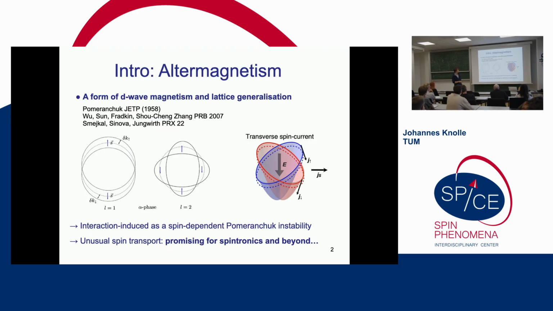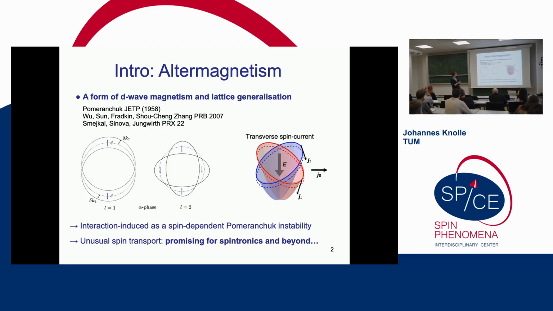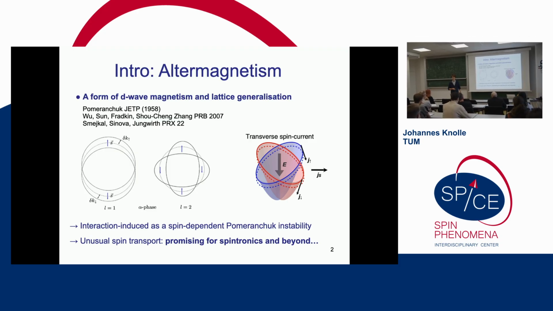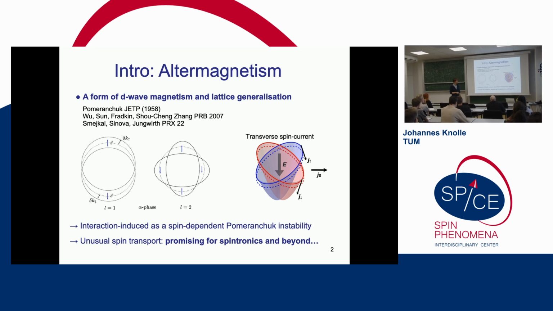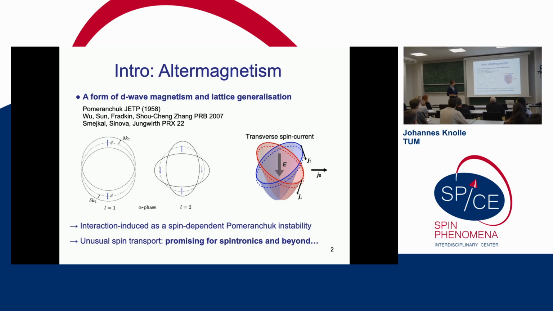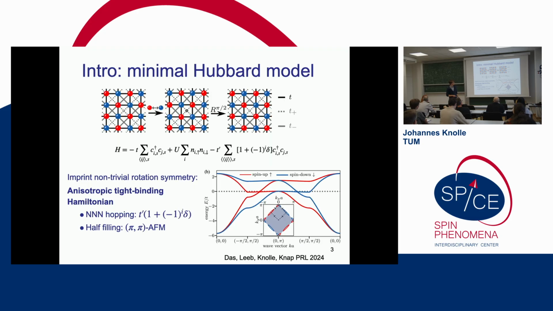Let me just again point out that the early work here by also Eduardo was that we have interaction-induced types of Pomeranchuk instabilities that then also entail all these spin transport phenomena. And we'll come back to this question of what is actually inducing the alpha-magnetism.